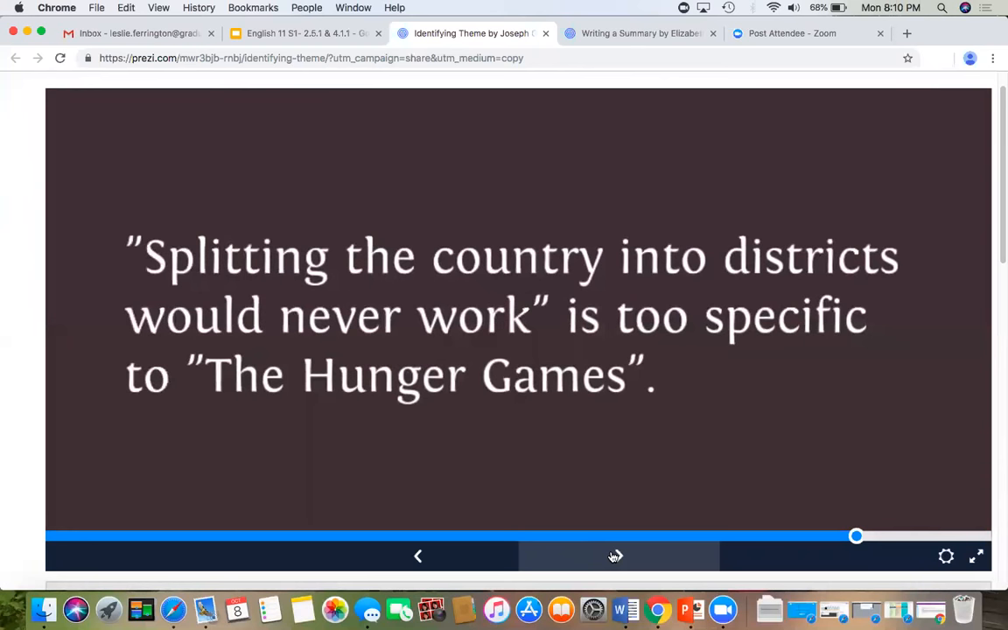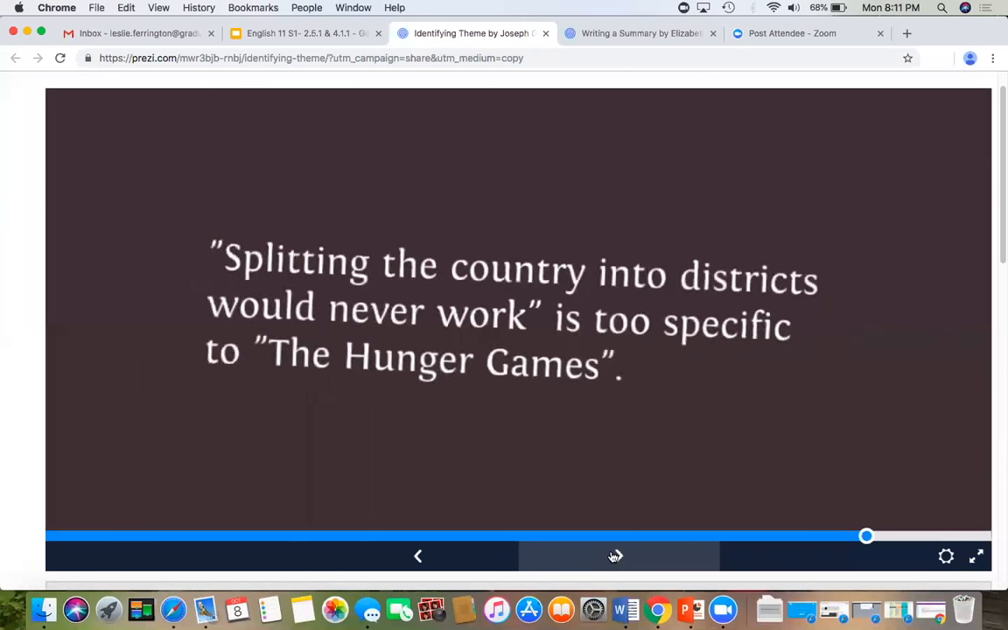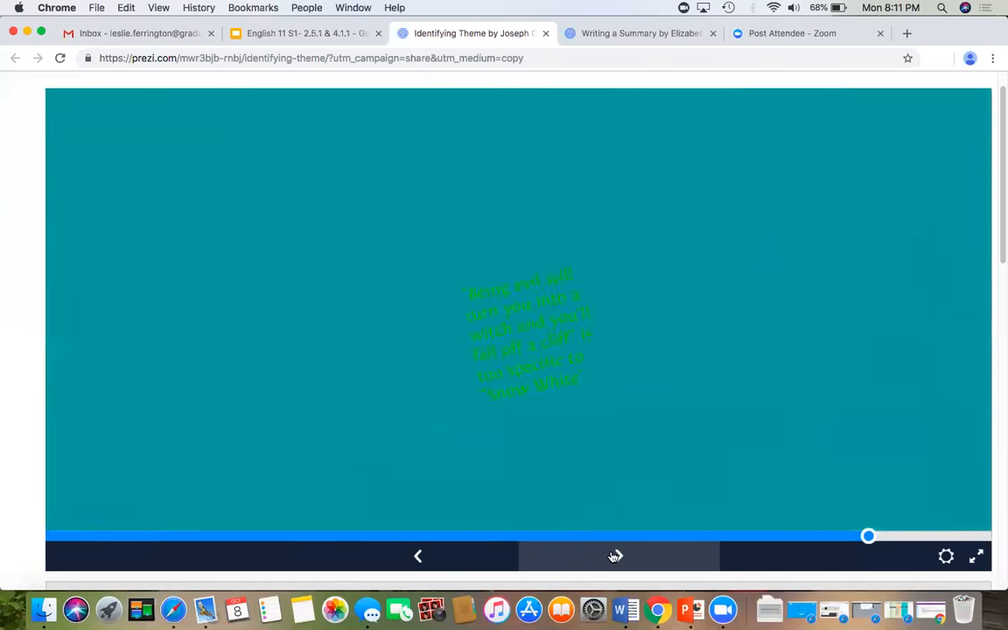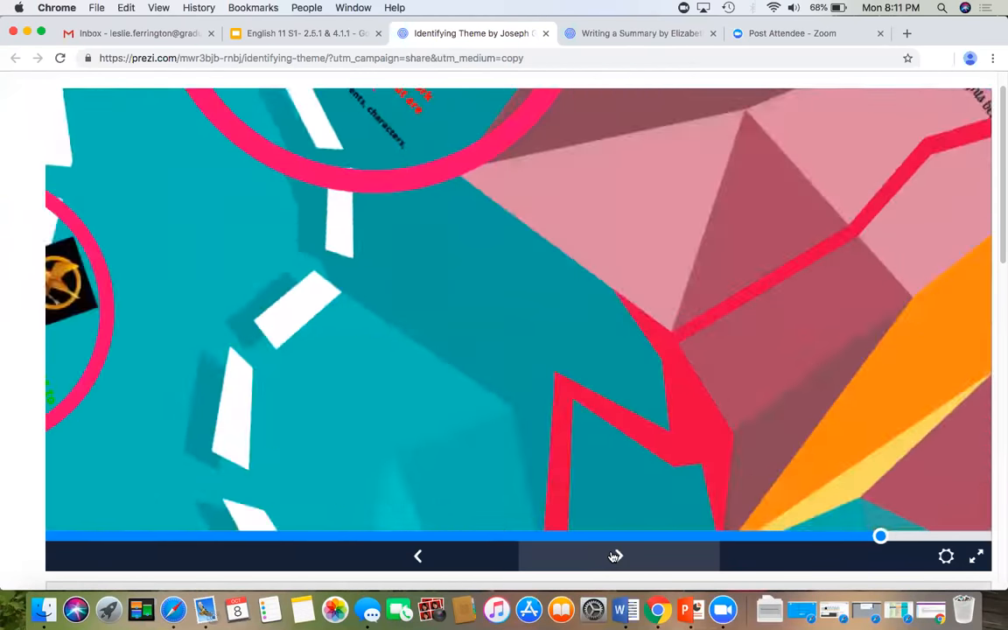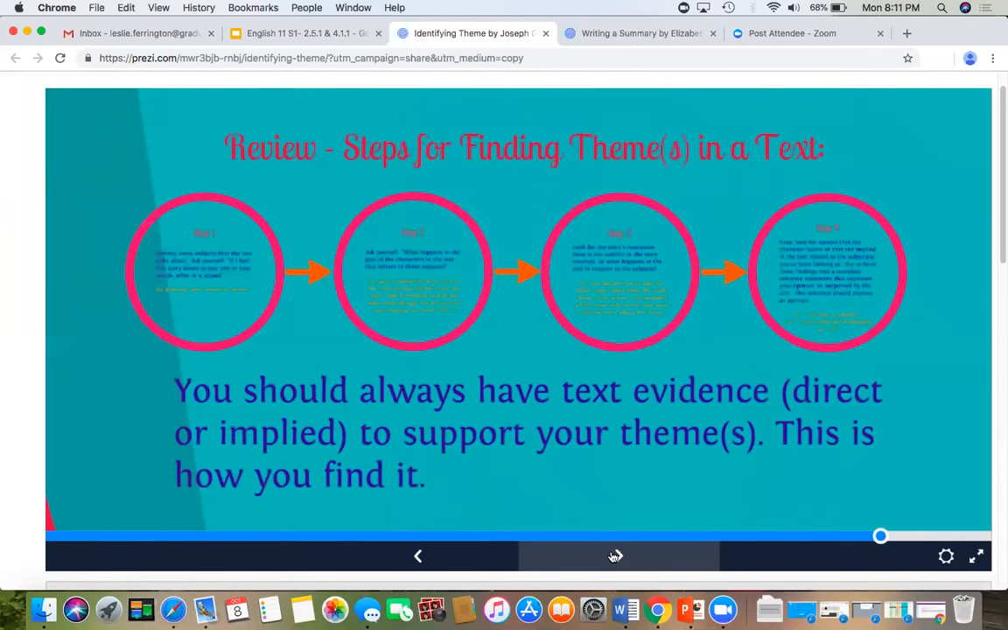Splitting the country into districts would never work is obviously very specific to just the Hunger Games. Being evil will turn you into a witch and you'll fall off a cliff is too specific also. So you should always have textual evidence, direct or implied, when you're trying to make a theme, something that supports your theme, okay? So this is how you'd find that.